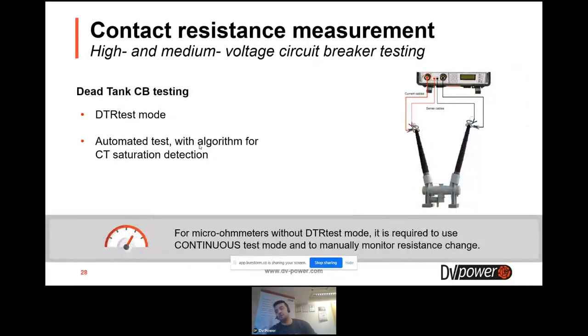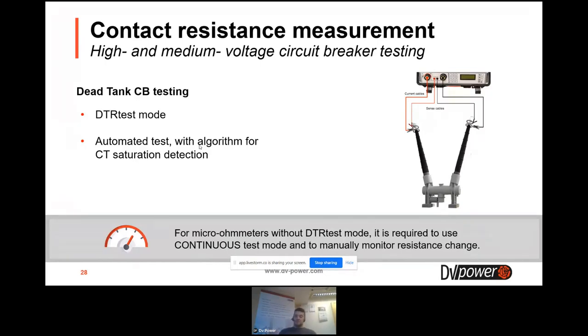An interesting application for contact resistance measurement is when we are measuring, for example, GIS or dead tank breakers. In this case, you will have the influence of the current transformer, which is mounted on the terminals of the breakers. So you cannot use short and quick tests for this. You need at least a few seconds, usually 5, 10, 15 seconds of testing to stabilize the result and to saturate the CT. When the CT is saturated, the current will become stable, and you will get a stable result of the resistance.